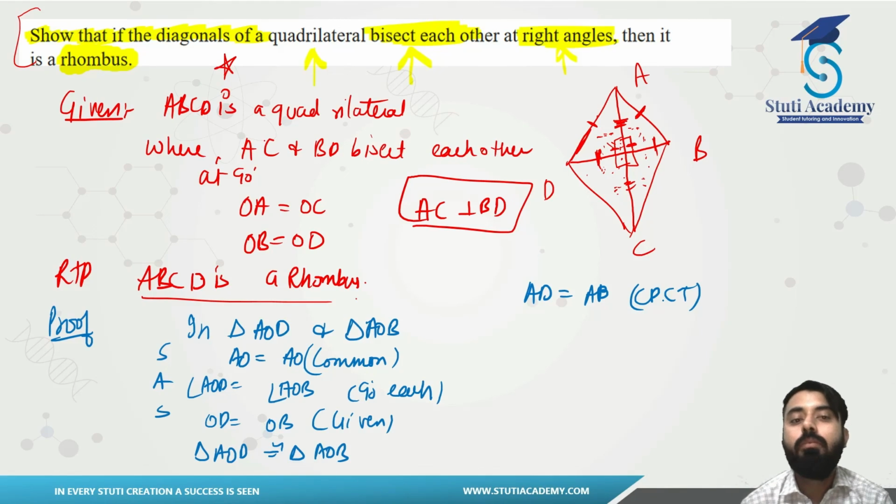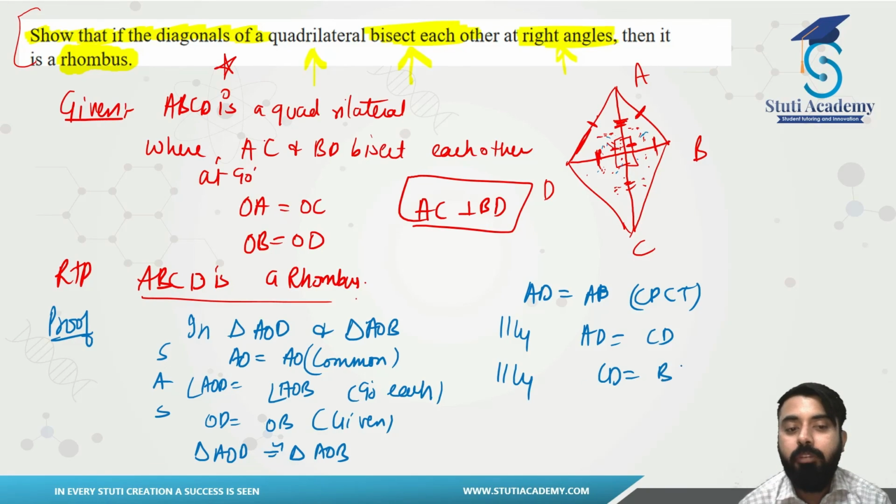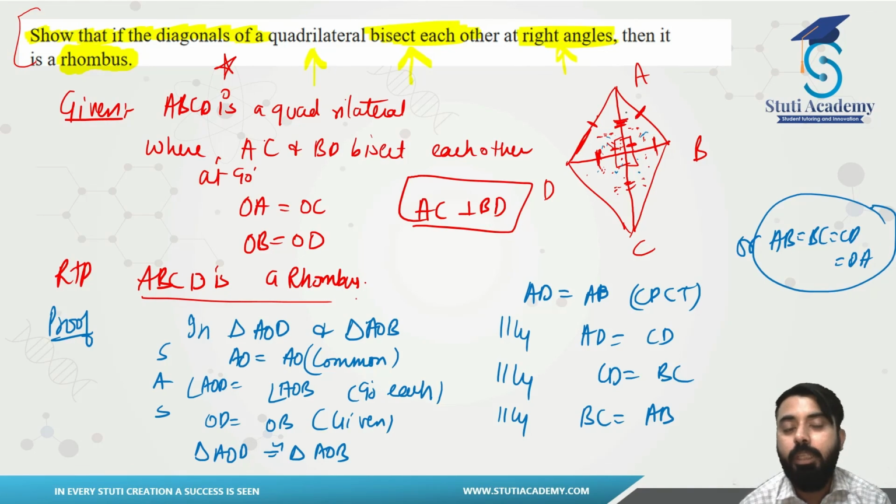Then you can take these 2 triangles as well. Similarly, you can take these 2. Or you can take these 2. You can easily say similarly AD will be equal to CD. Similarly, CD will be equal to BC considering these 2, and ultimately you can say similarly BC will be equal to AB, or you can say AB equals BC equals CD equals DA, and ultimately all 4 sides are equal, diagonals are bisecting each other at 90, then ABCD is a rhombus. So this will be the proof.